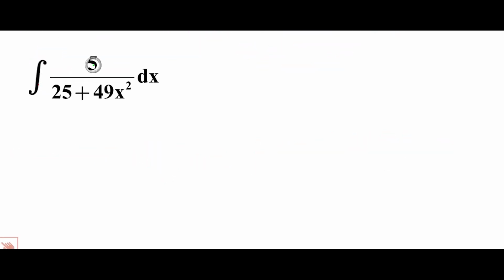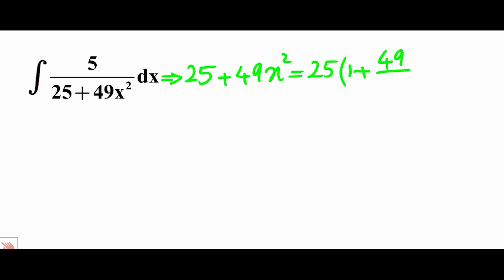The integral of 5 over 25 plus 49x squared dx. This is a very nice challenge problem. We begin by factoring the denominator. So we have 25 plus 49x squared equals 25 times 1 plus 49 over 25 x squared, right?